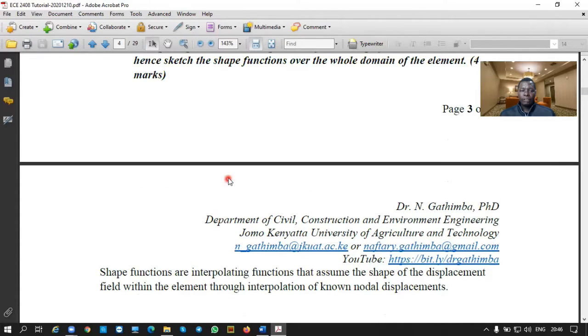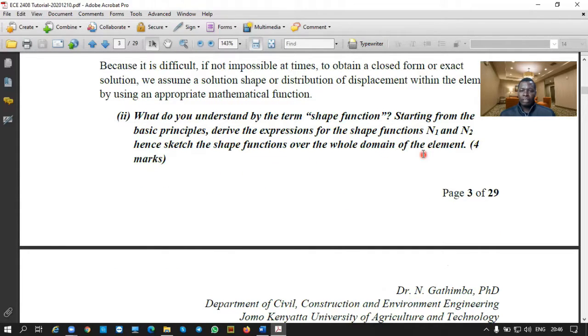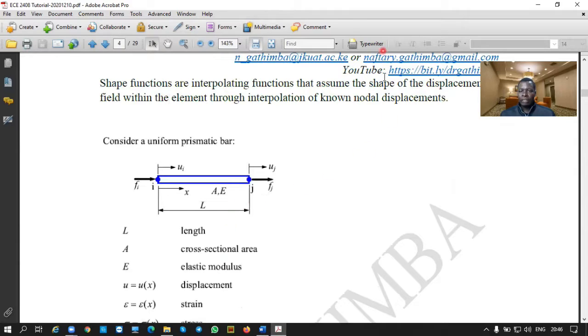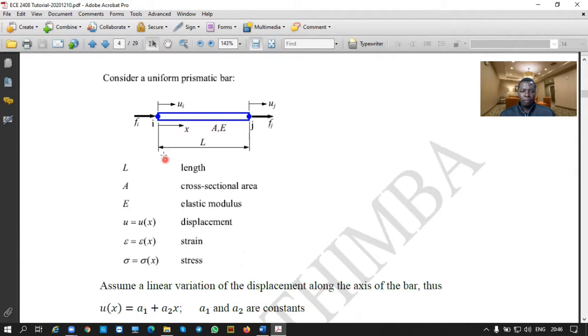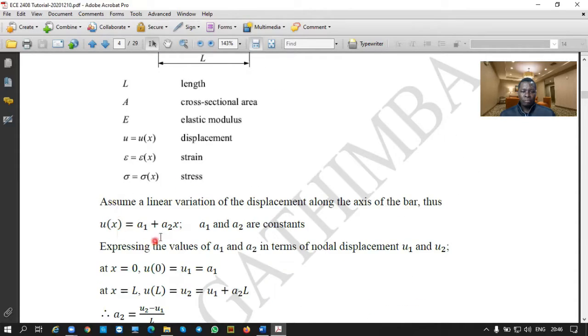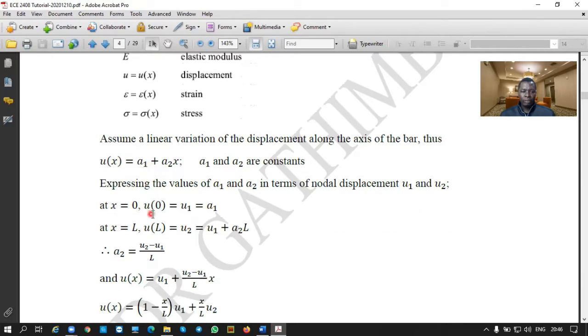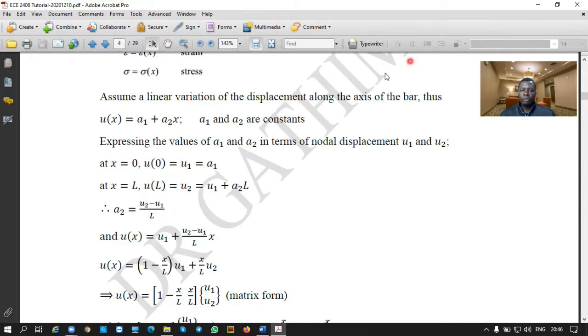Okay, so we have finished the theory part. Now for deriving this one, you can refer to lesson number 2, where we had a prismatic bar, linear elastic, and then we assumed, and this is the first place you assume a linear relationship, that the displacement at any point will vary in a linear manner, and then you obtain the constants. I don't want to go through this because it's covered in that lesson.